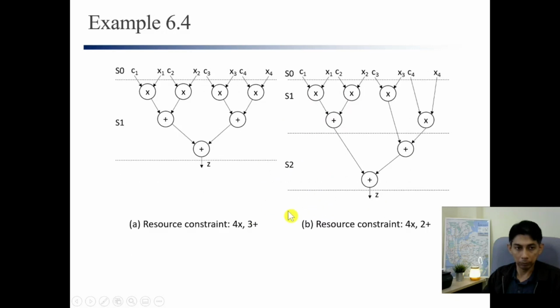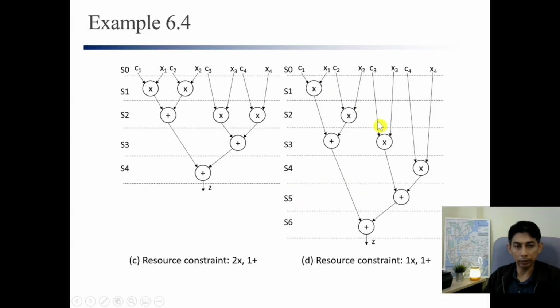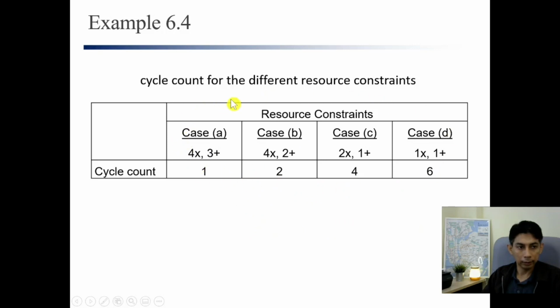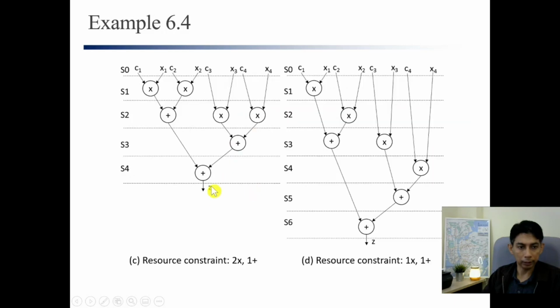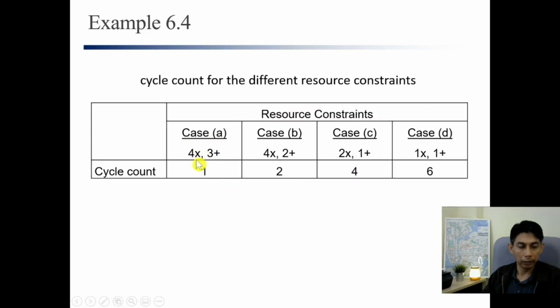So that is a very big difference. It depends on the specification of our design, whether we want the fastest design or the lowest cost, or maybe something in between like this. So it depends on the design requirement. This is the table to summarize this. We have case one, 4 multipliers, 3 adders, so the cycle count is 1, until the last one, 1 multiplier, 1 adder. Here the cycle count is 6, so the slowest one, but the lowest cost.